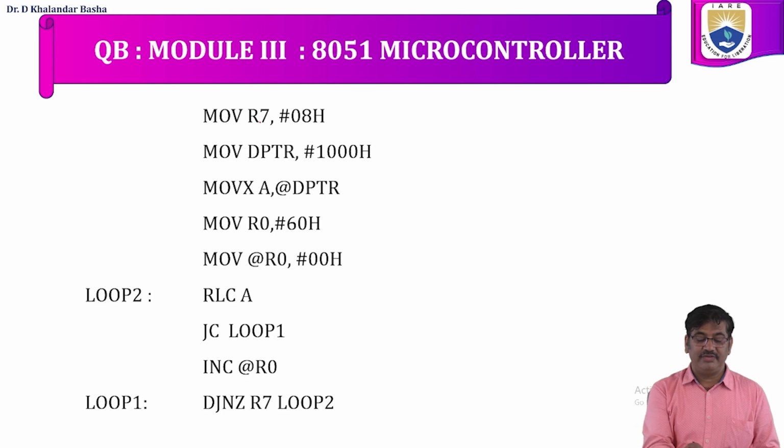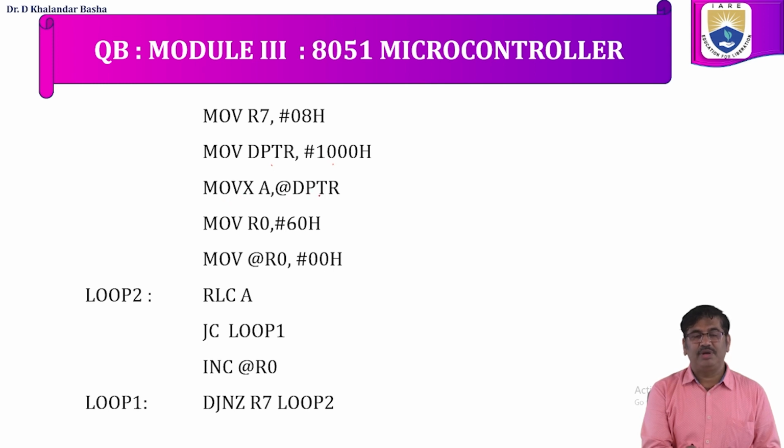So that 8 is going to be loaded into R7. Now we want to fetch the data from the external memory. So the external memory address will first be loaded into DPTR. Then MOVX A, @DPTR. So from external memory the data will be copied into the accumulator.